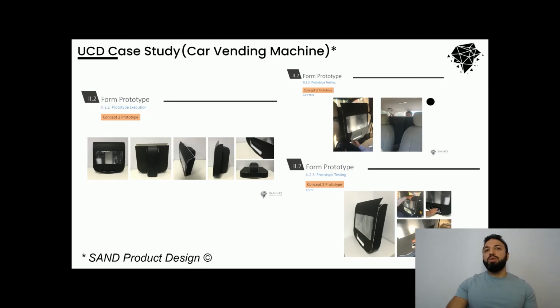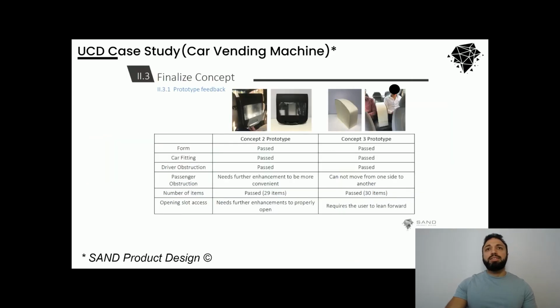So again, with this one, we decided on a final analysis of two or three concepts. We did a pass/fail, and what would need further enhancements and additions. I think they passed everything, and I think concept number 3 lost on the slot axis. The slot axis was not very intuitive, and it requires leaning forward, which is a fundamental mistake in the concept, right? So you cannot fix it in the same concept.